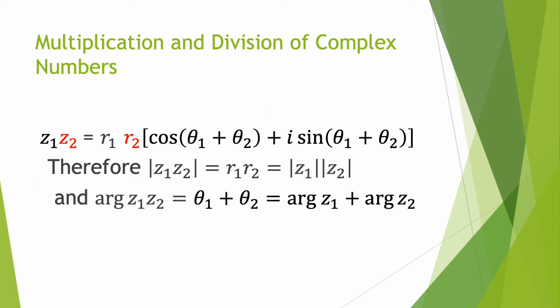Multiplication of two complex numbers. Complex number z1 multiplied by complex number z2 equals r1 multiplied by r2 times cis (theta 1 plus theta 2). Therefore, for multiplication, we just multiply the two moduli, r1 multiplied by r2, and for the argument of z1 z2, we add theta 1 plus theta 2, or argument z1 plus argument z2.